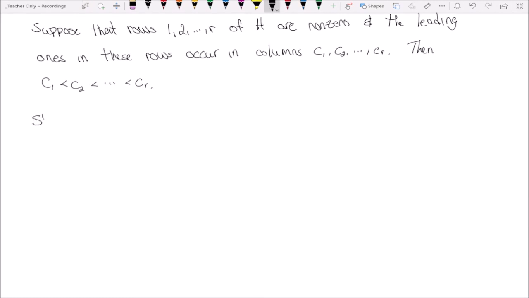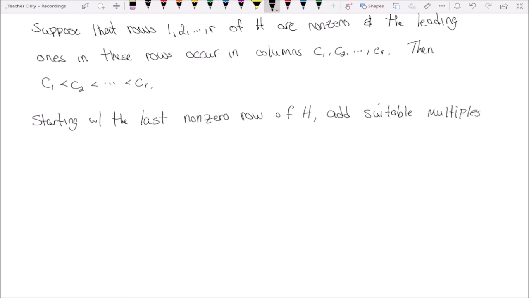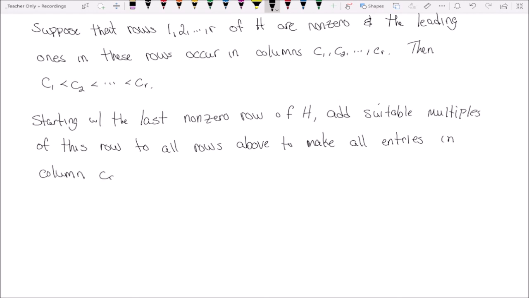Now, starting with the last non-zero row of H, in other words, starting with row R, we add suitable multiples of this row to all rows above it to make all entries in column CR above the leading one 0.